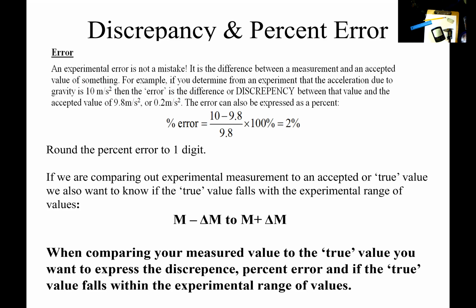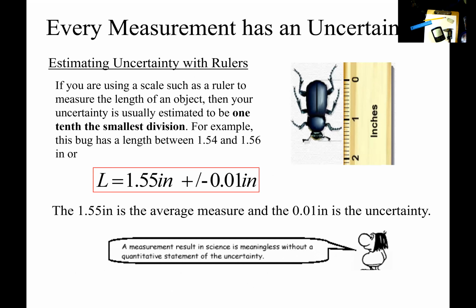Some teachers do it differently. In other words, other labs do it differently. When you go to grad school and you start doing research, your mentor or your professor is going to tell you how they want to do the uncertainty. So in my lab, we're going to round to 1 digit. To tell you the truth, measurement theory is an art, and every scientist has their own methodology. They're all pretty similar, but the details will be different. So when comparing your measured value to a true or accepted value, you want to express the discrepancy, the percent error, and whether the true value falls within those experimental range of values.